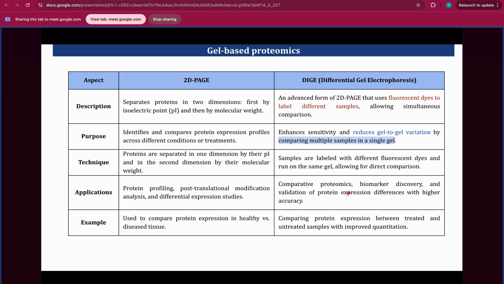So comparative proteomics can be done, biomarkers can be discovered, and validation of protein expression differences can be done with higher accuracy. An example of 2D PAGE is comparing protein expression in healthy or diseased tissues, and in the case of DIGE we can compare protein expression between treated and untreated samples with improved quantitation. This is also one of the advantages, because at the same point we can analyze multiple things.